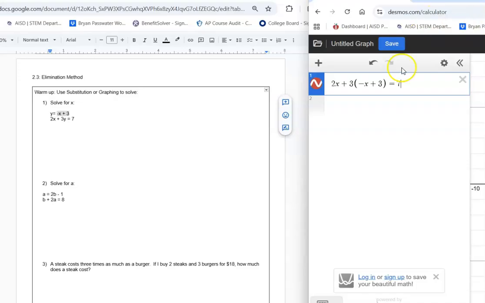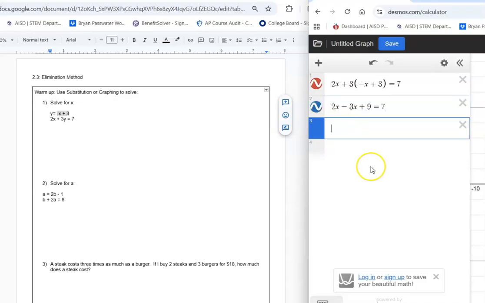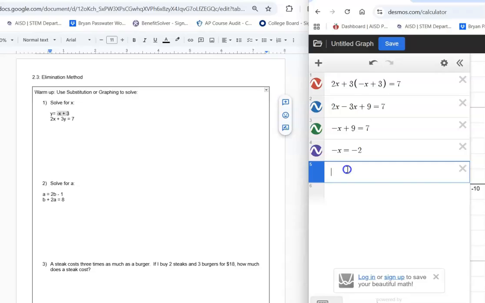Okay, and then we practiced this a lot last class. Now I have to do the distributive property of 3 times negative x plus 3. That is 2x, and that is minus 3x. That's plus 9, and that equals 7. Okay, now we have like terms to combine. There are like terms on this left side. 2 minus 3 is negative 1, plus 9 is 7. All right, 2 more steps to go. I got to subtract 9 from both sides. We get negative x equals negative 2. And then you would divide everything by negative 1. You find out x is 2. So that was the answer for that one.